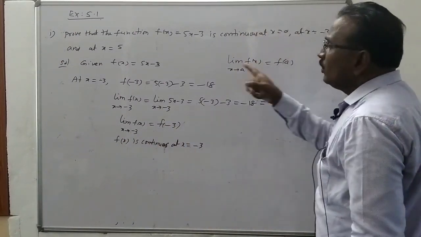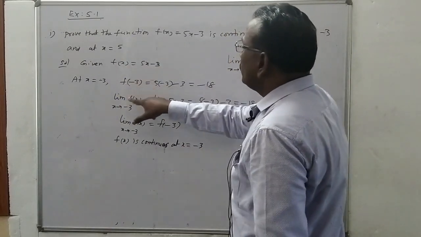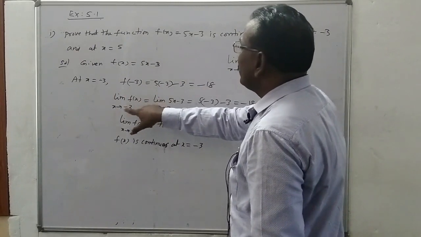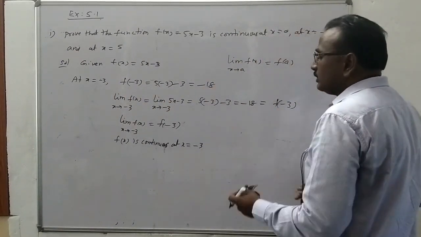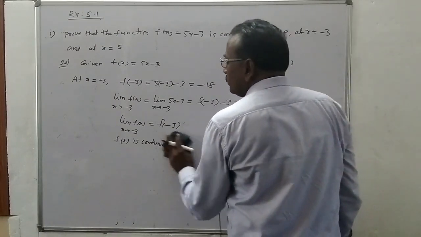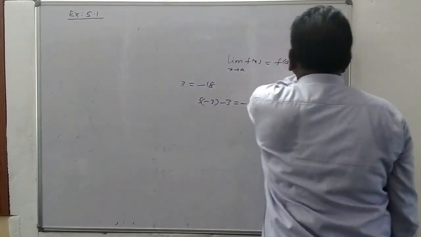Similarly we can prove it at x is equal to 5 also. At x is equal to 5, find the f of 5 value and the limit of the function as x tends to 5. If both are equal, we say that f of x is continuous at x is equal to 5. So you do the third problem at x is equal to 5.